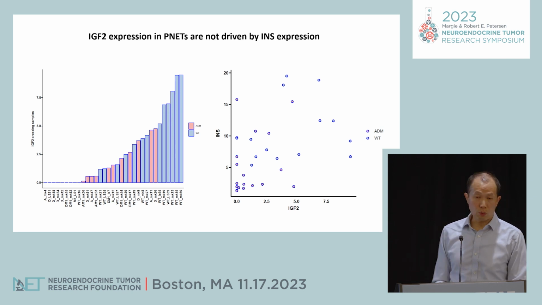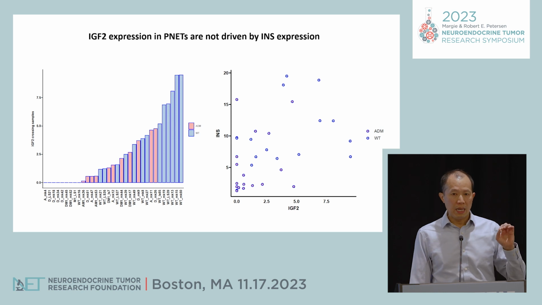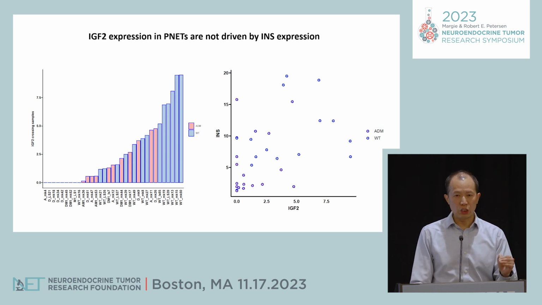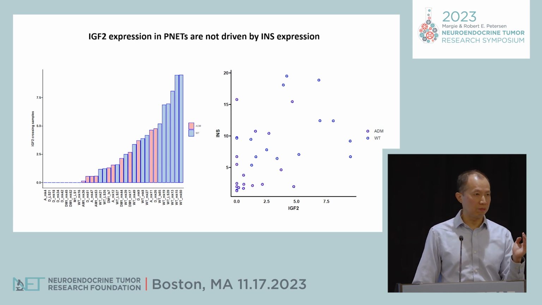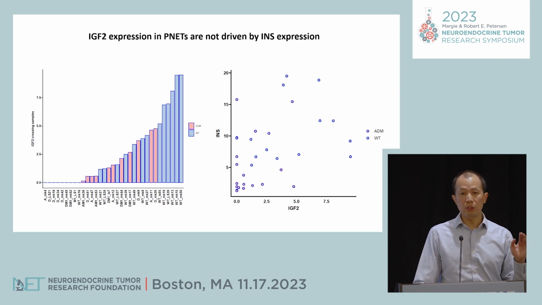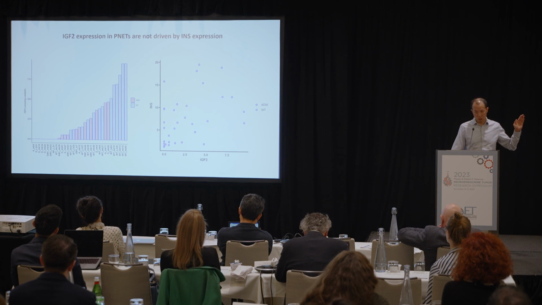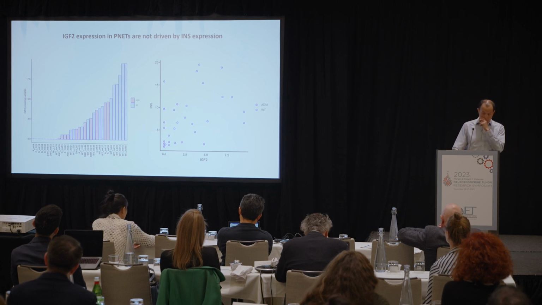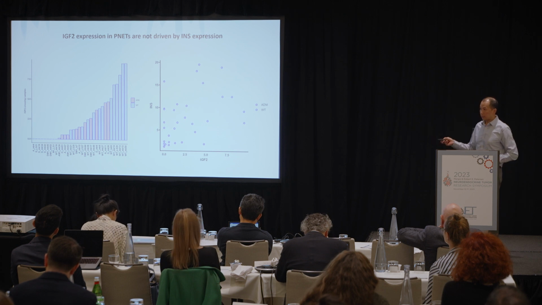The second thing I want to point out is that you may notice that the IGF2 is located in the genome very close to the insulin gene. In fact, the insulin gene is upstream of the IGF2 gene. So people have claimed that it could be a result of transcriptional read-through. If you have high levels of insulin, the transcription could just, as a byproduct, produce high levels of IGF2. We showed that in this case, it's not the case.